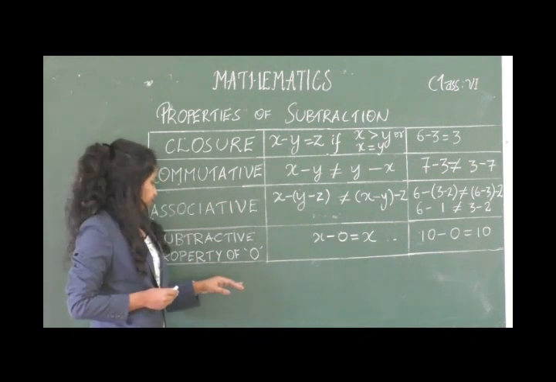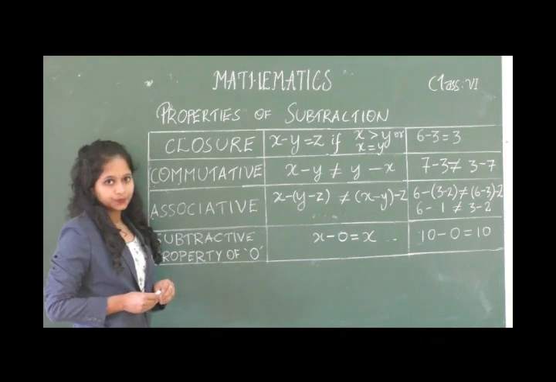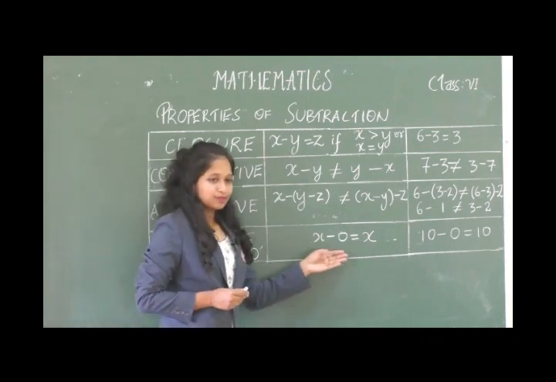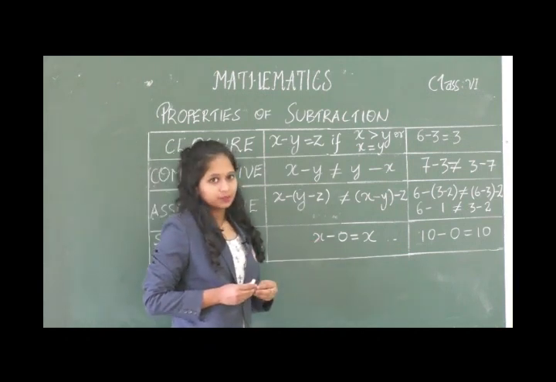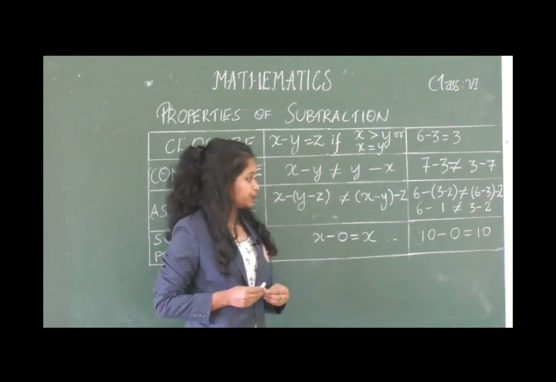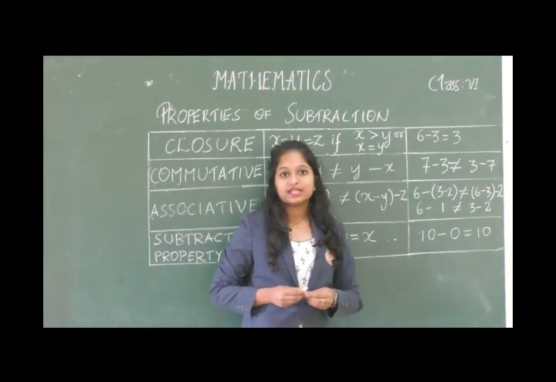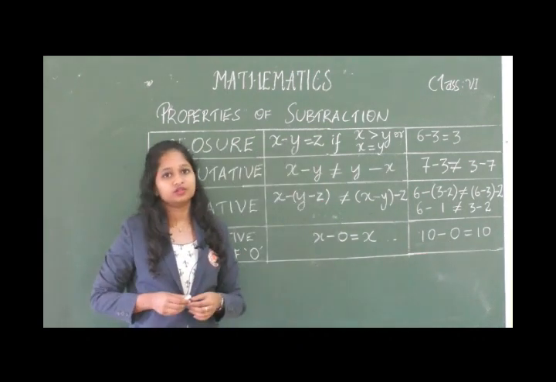The last property, that is subtractive property of 0. That is x minus 0 equal to x. If you subtract 0 from a whole number, you will get the whole number only. For example, 10 minus 0 is 10. 10 is a whole number.